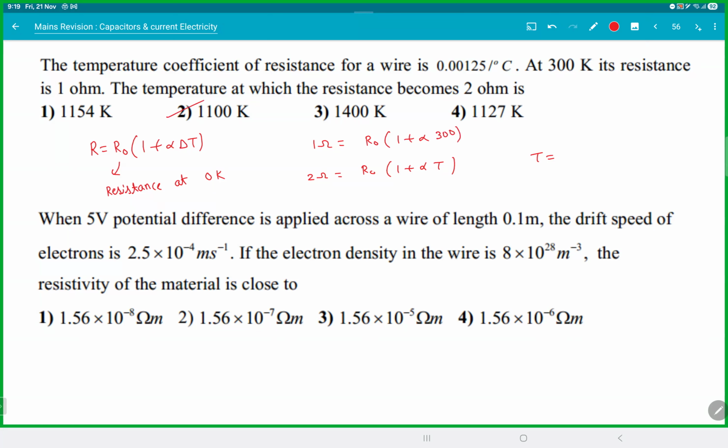1100. What about the next one? 5-volt potential difference is applied across a length of 0.1 meter. The drift speed of the electrons is given. Electron density, this is that N. I is equal to NeAVd, yeah, that N. The resistivity of the material is close to.